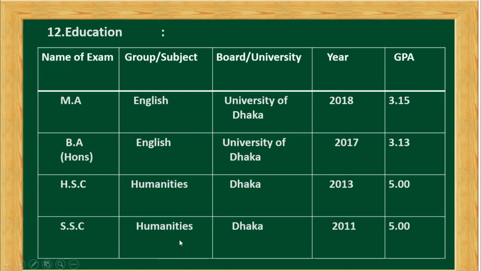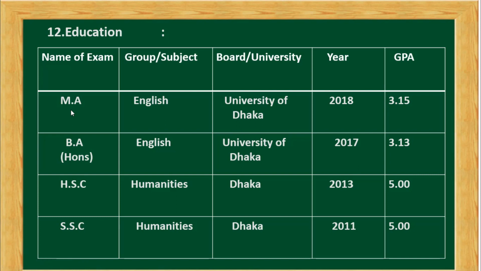And for SSC, you can see the year of passing is 2011, and for HSC, your year of passing will be 2013. That means it takes 2 years to complete the HSC. And after that, in 2017, you will complete your BA Honors. That means after HSC, it takes 4 years to complete the course. And after that, in 2018, you have completed your MA degree.